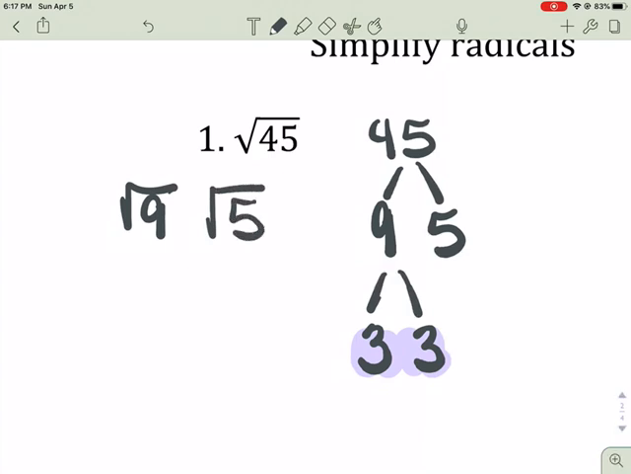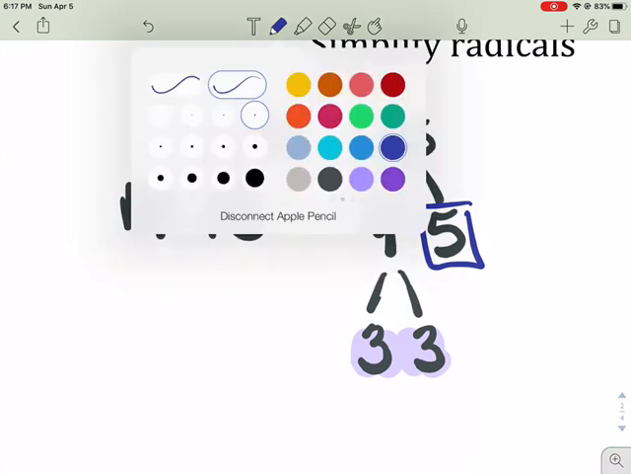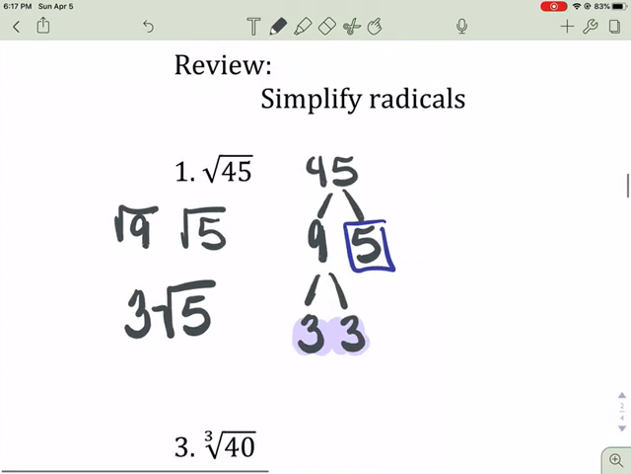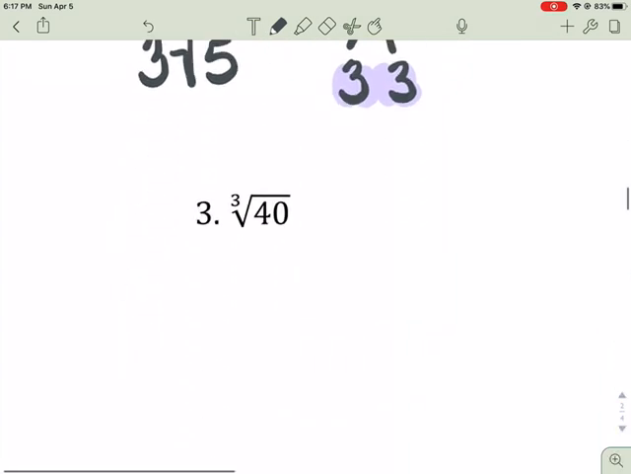And then my other number, this 5 over here, has no pair, so I'm just going to leave it underneath the square root sign. If there were other numbers that didn't have any pairs, let's say there was a 2, I would multiply them together and put them underneath the same square root sign. So the square root of 9 is 3, and then we have the square root of 5 as our answer.